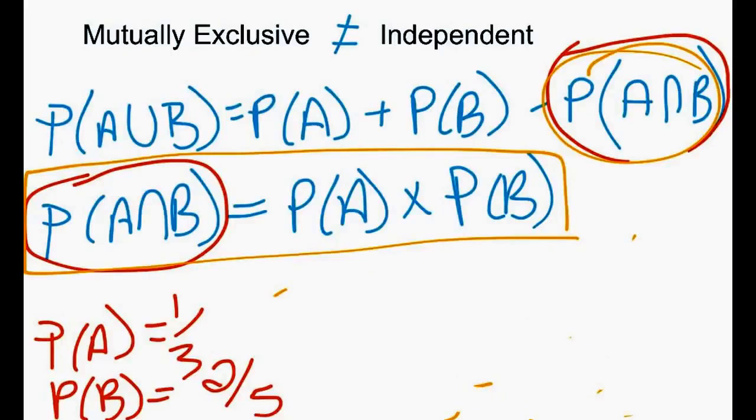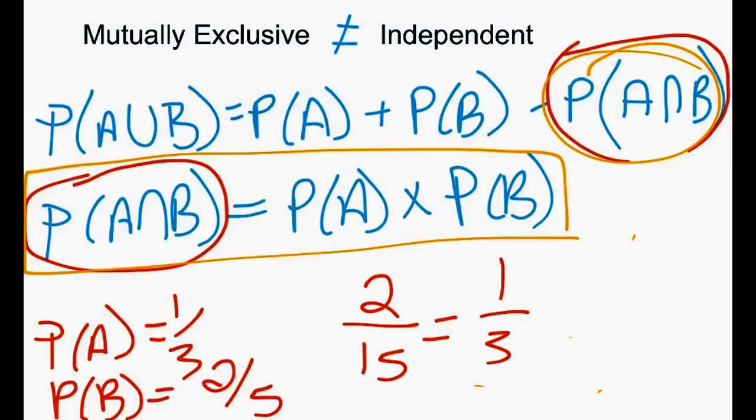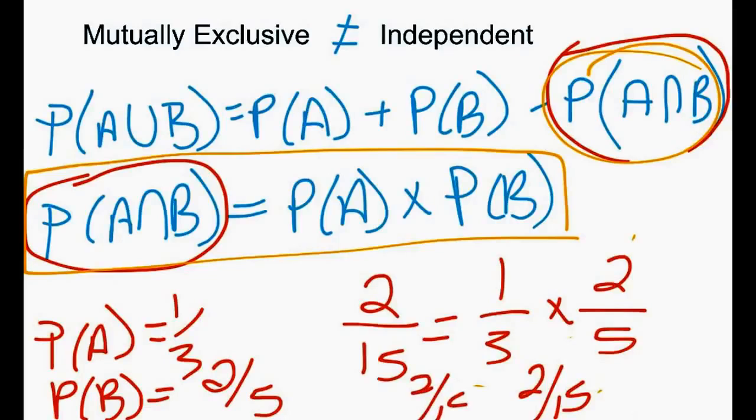So then we would plug it into the formula. That means 2/15 would have to equal 1/3 times 2/5, and if we multiply those, that is actually 2/15. Because both fractions are the same, we'd say yes, they are independent. So this question wasn't mutually exclusive, but was independent. Any of these ones that you get like that, just use the formulas, plug in the numbers, and solve in that fashion.